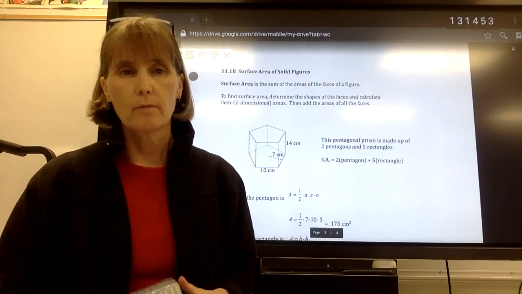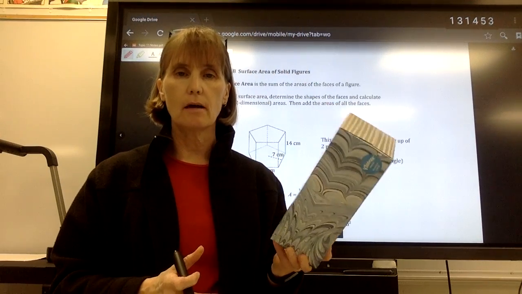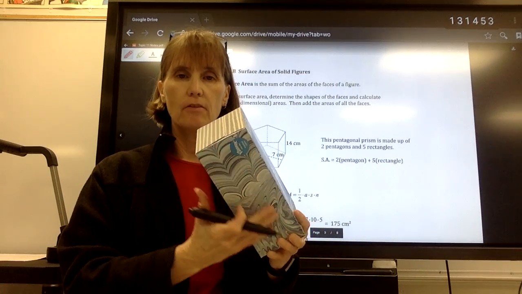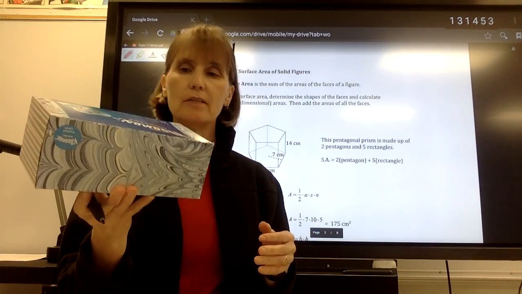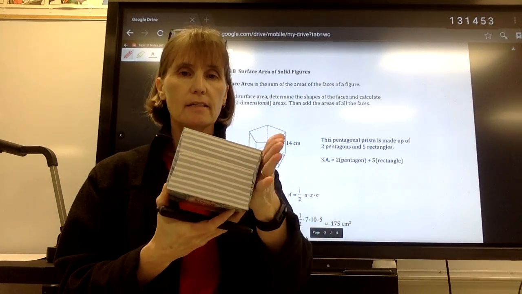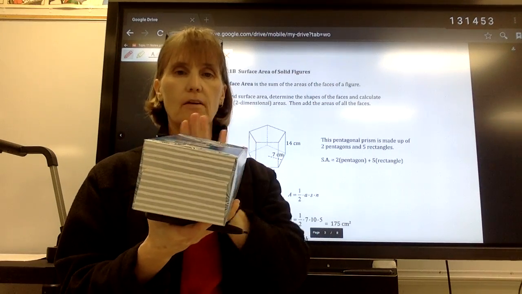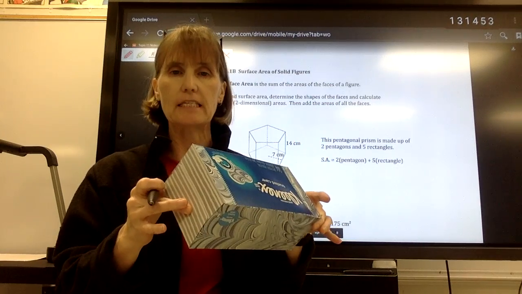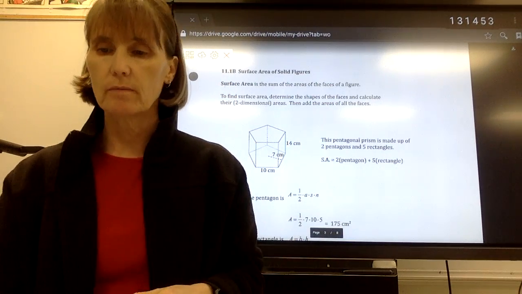Okay, so we've talked about taking a solid figure and determining how many faces the figure has. So this particular prism has a face on the top, a face on the side, a face here, a face here, a face back here, and one underneath. So there's actually 6 different faces for this rectangular prism.